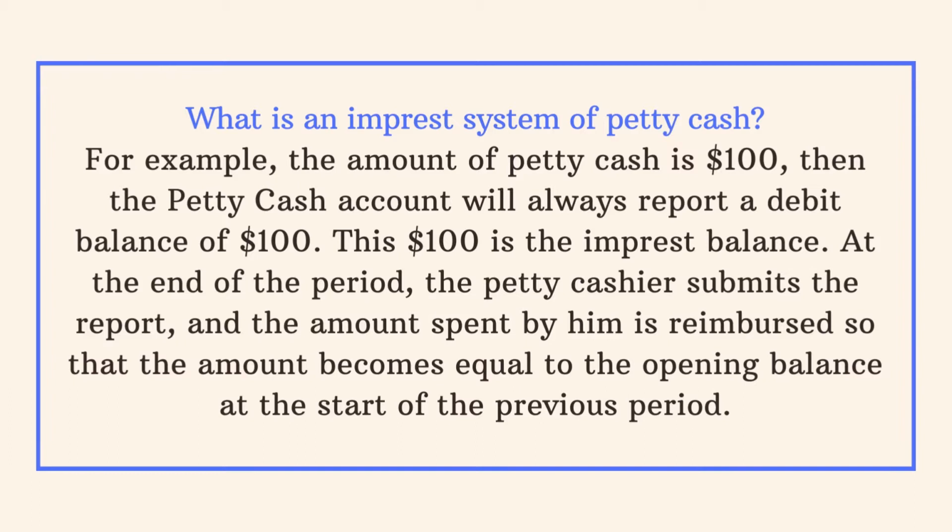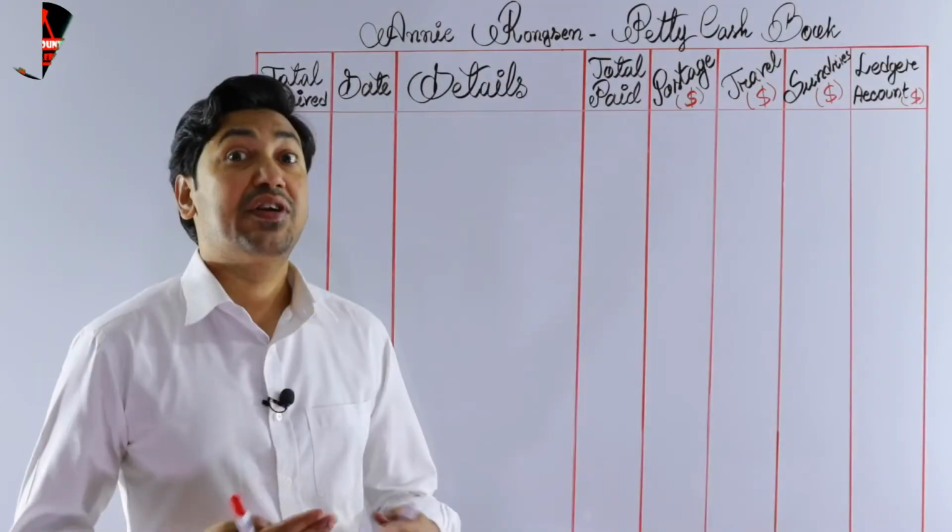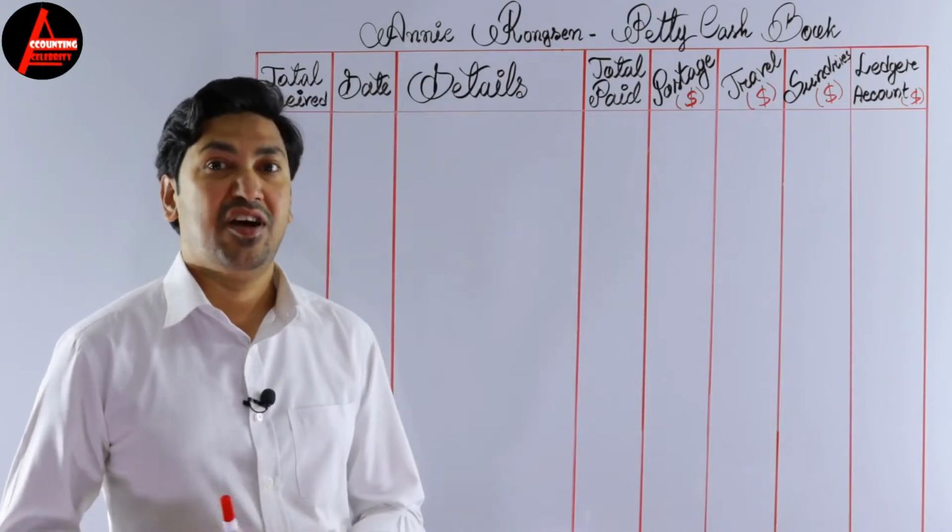Then the petty cash account will always report a debit balance of $100. This $100 is the Imprest balance. At the end of the period, the petty cashier submits the report and the amount spent by him is reimbursed so that the amount becomes equal to the opening balance at the start of the previous period. Okay, let us have a look at the example on the screen.